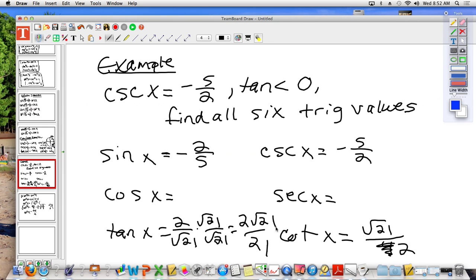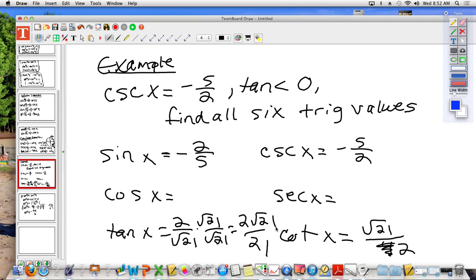Tangent is not negative in quadrant 3. Quadrant 2, the cosecant is not negative. It should be quadrant 4. We are talking about quadrant 4. Yeah, third try. I mean, really, there's only 4 choices anyway. So we're talking about quadrant 4 right now.